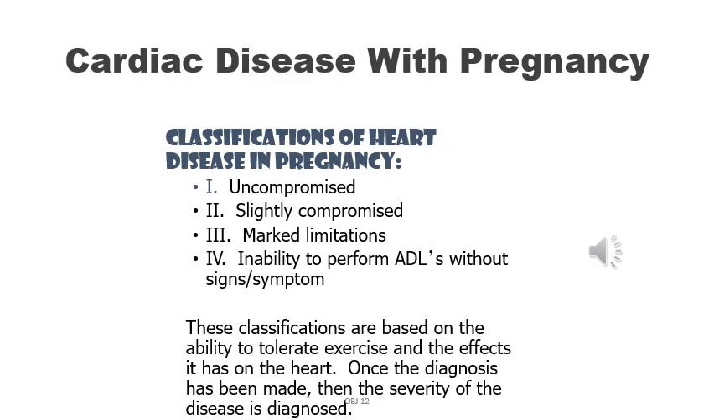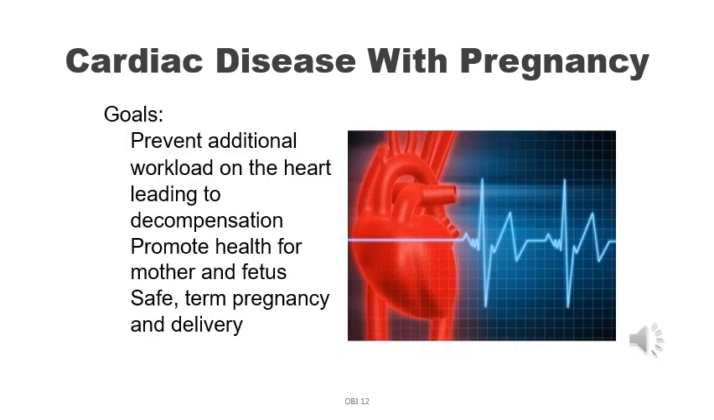So next we'll talk about cardiac disease with pregnancy. Classifications of heart disease in pregnancy. You can see the 4 different classifications there. These classifications are based on the ability to tolerate exercise and the effects it has on the heart. Once the diagnosis has been made, then the severity of the disease is determined. The main goal with cardiac disease during pregnancy is to prevent additional workload on the heart, leading to decompensation. You want to promote health for mother and fetus and have a safe term pregnancy and delivery.